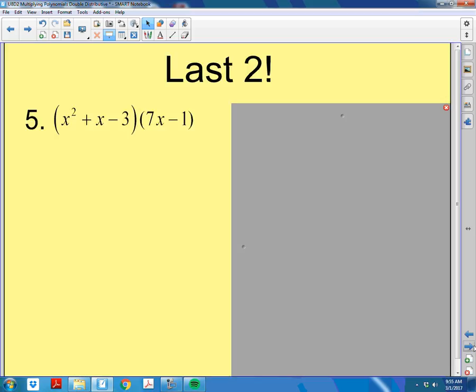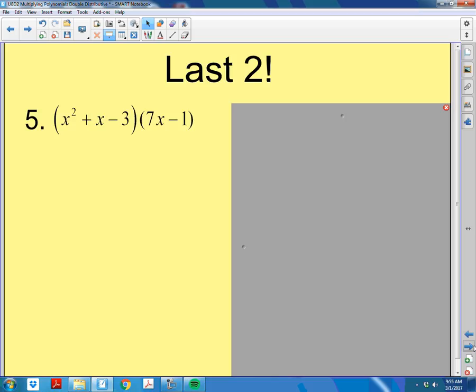So let's talk about one that gets a little bit more complicated. Now, what do you notice about this? This is a what times a what? It's a trinomial times a binomial. Now, if you're multiplying 3 numbers times 2 numbers, how many numbers will you end up with before you simplify?